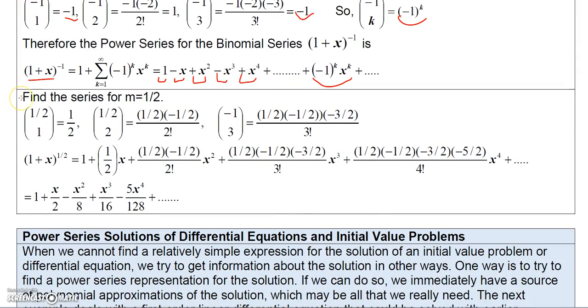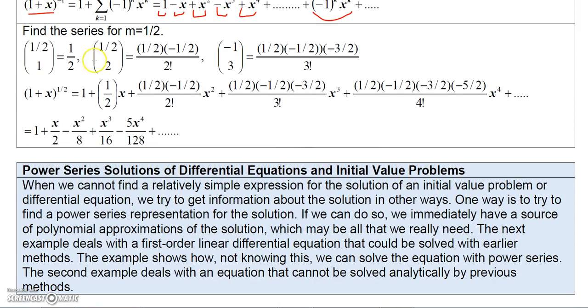Now, let's say you have the power 1/2. Well, 1/2 choose 1 would be 1/2. But then 1/2 choose 2 would be 1/2 times 1/2 minus 1. So you'd have 1/2 times -1/2 over 2 factorial. And then 1/2 choose 3 would be 1/2, and then times 1/2 minus 1 is -1/2, and then 1/2 minus 2 gives you -3/2, over 3 factorial. So this one's a little more complicated.